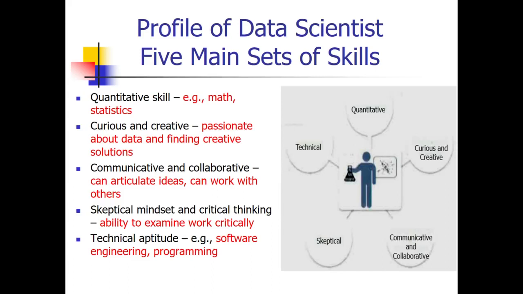Finally, skeptical mindset and critical thinking, the ability to examine work critically. They need to go in depth about the problem and find a solution. That is very, very important in big data analytics. Next skill is technical aptitude: software engineering and programming, general core subjects of computer science, all those kinds of technical aptitude knowledge is required here. So these are the five main sets of skills required for a person.